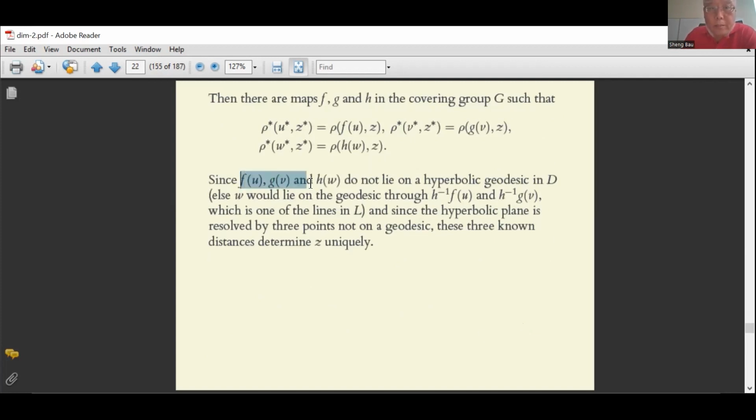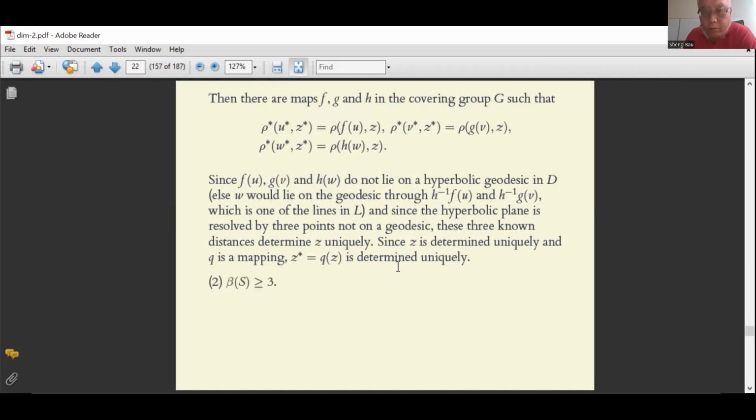We know that these do not lie in the same hyperbolic geodesic, because W was taken to be outside L. And the hyperbolic plane, according to our theorem for geometric spaces, is resolved by these 3 points. Therefore, these 3 points resolve it. I'm not just reading the slides.